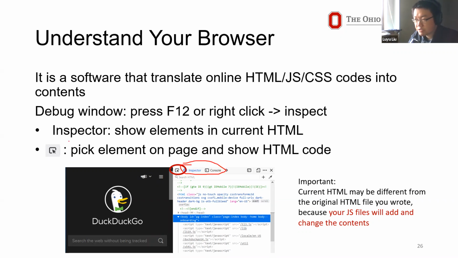The first we have is the inspector, which basically shows elements in the current HTML. And this feature, I don't know what its name is, but it's a little icon that most browsers usually have, that you can use to pick elements on the page and show the HTML code. In that sense, for example, on this website, let's say these buttons, right?